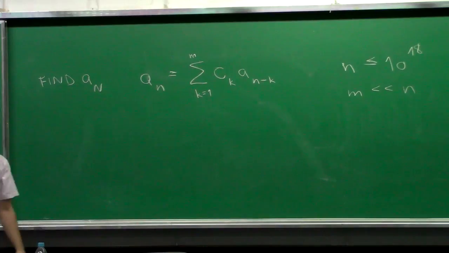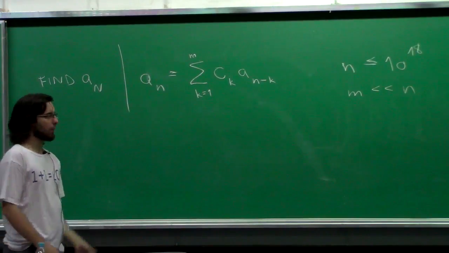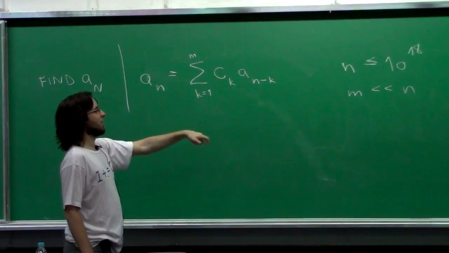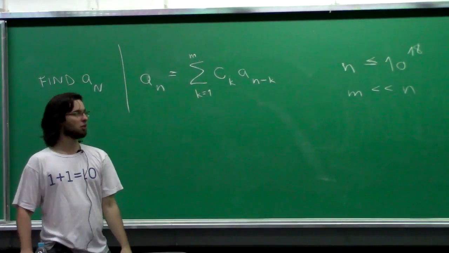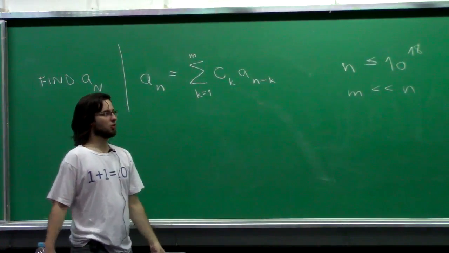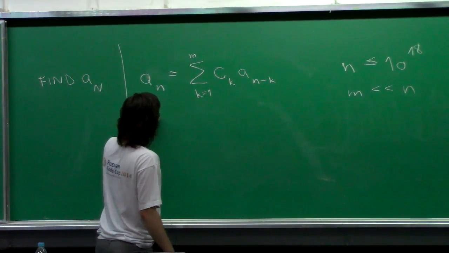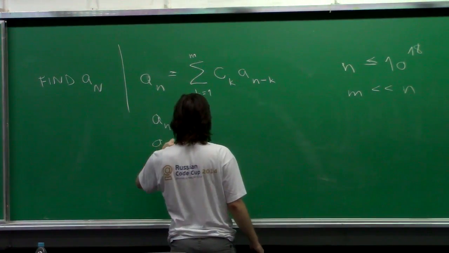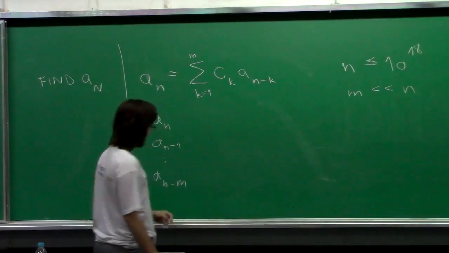n for uppercase n, so that I could distinguish it. And in this case, m is very small, and this indicates that we could use some matrix approach, because we don't need to remember many previous terms of the sequence. So for example, if we wanted to compute an, we need to remember an minus 1 and so on up to an minus m.